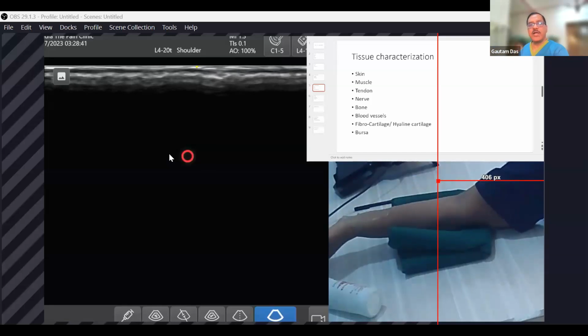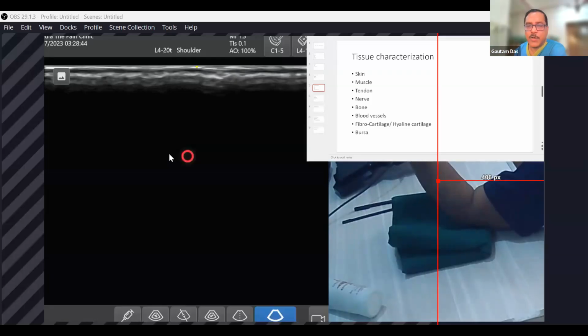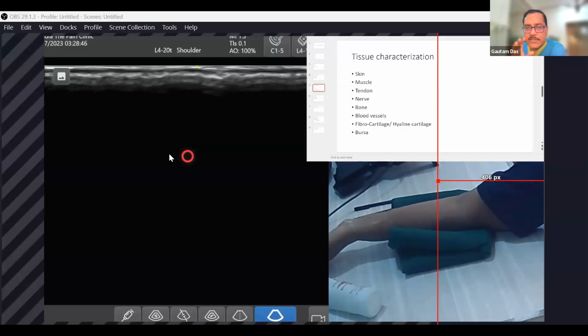So blood vessels, I already showed, will be pulsatile, and if you still have confusion identifying by looking at the pulsations, you can use the Doppler. Either you can use the color or you can give the power Doppler.